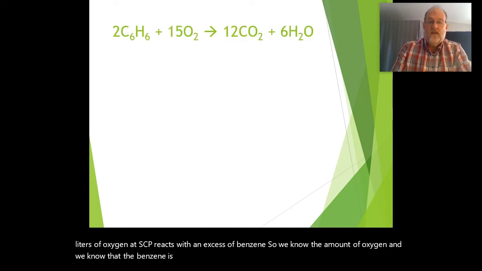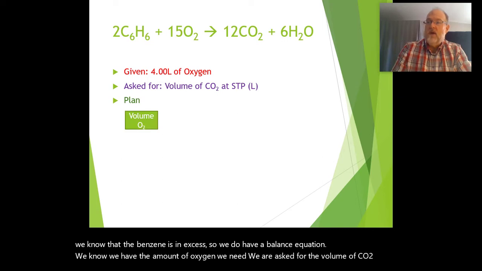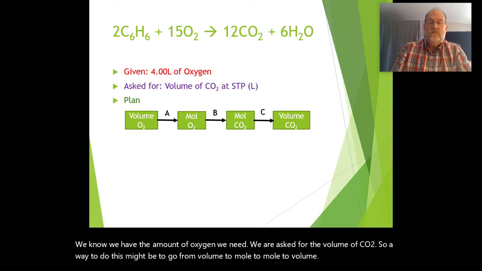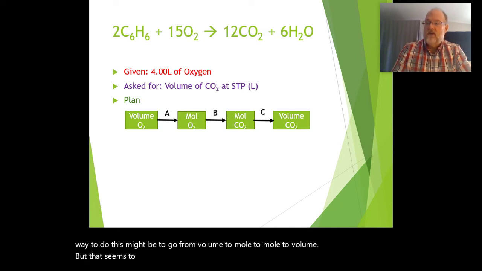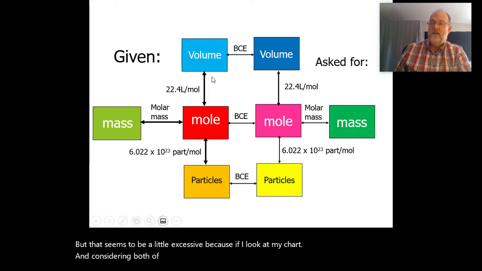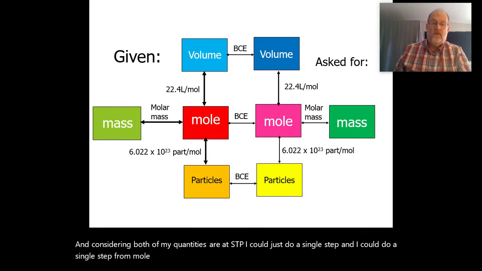So we do have a balanced equation. We know we have the amount of oxygen we need. We're asked for the volume of CO2. So a way to do this might be to go from volume to mole to mole to volume. But that seems to be a little excessive, because if I look at my chart and considering both of my quantities are at STP, I could just do a single step. I could do a single step from volume to volume.